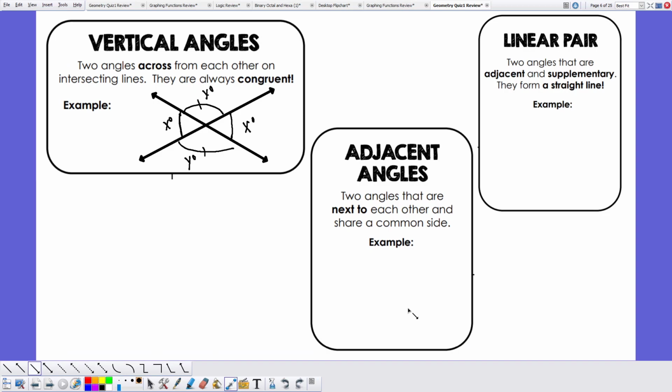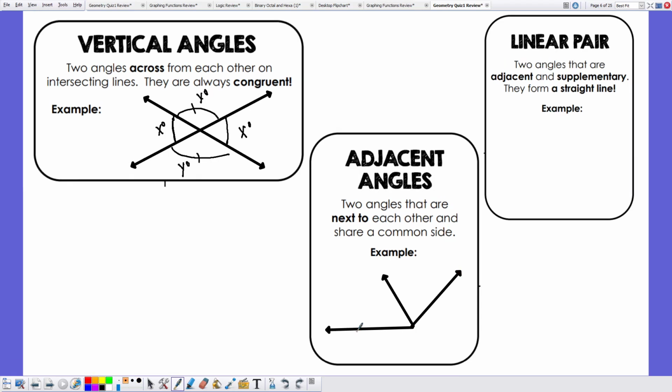So, now we have adjacent angles. Let's draw a quick diagram. Adjacent angles, adjacent just means next to. So, let's say I have the points A, B, C, and D. Two adjacent angles would be angle ABC and angle CBD. Those two angles are adjacent.